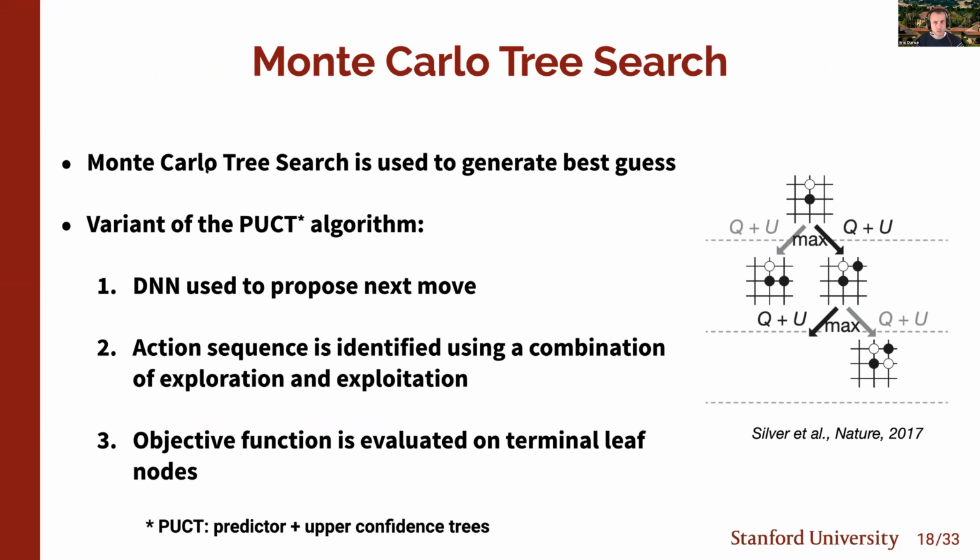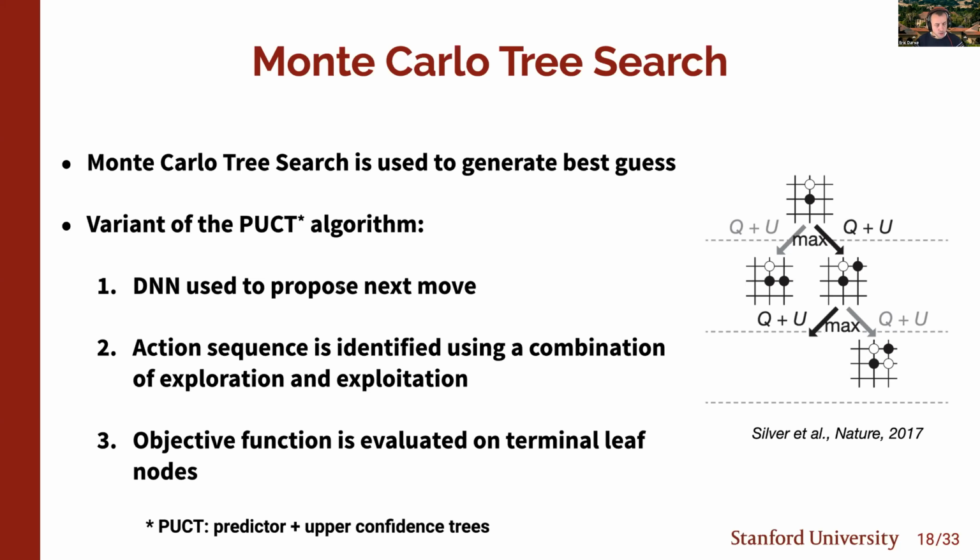So the first one is the Monte Carlo tree search. This is the algorithm we use to generate our current best guess, and so this depends on the deep neural network that we've trained up to now. Here we follow the strategy that was in AlphaGo and AlphaZero. It's a variant of the so-called PUCT algorithm. So the predictor part of PUCT is basically the deep neural network. And then the upper confidence trees algorithm is an algorithm that reduces the so-called regret. I'm going to explain this in a second.